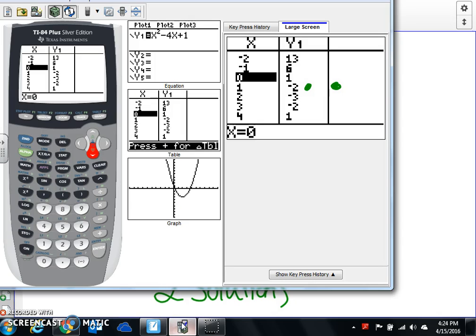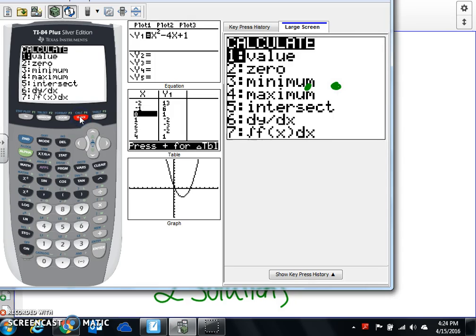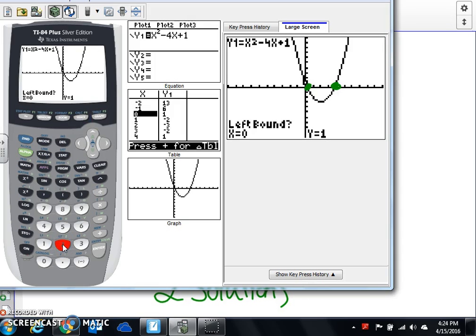We know we have 2 solutions. Our discriminant told us so. Looking at our table, it doesn't work. So if we go to the graph, remember how we did the vertex? We said second calc. Well, this time we want to find our zeros. So we're going to go to 2. We go to the left of the first red point, and you're going to have to do this twice because we have 2 zeros. So we go left of that point, enter. Right of that point, enter.